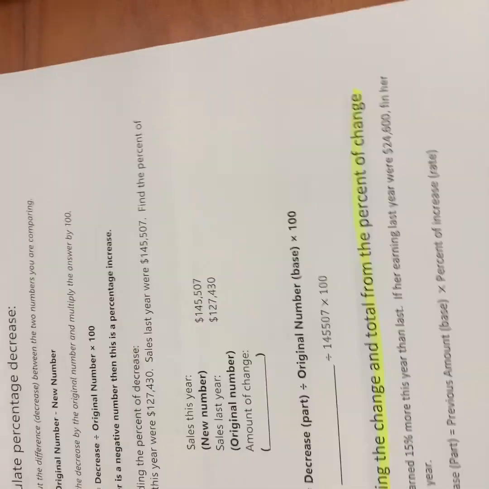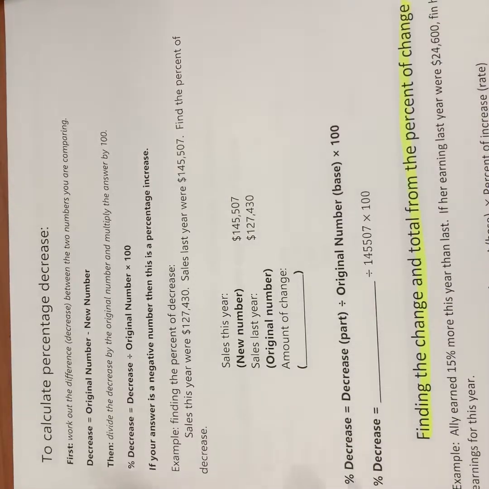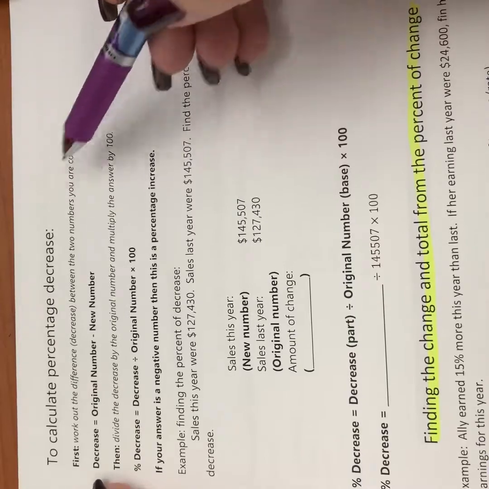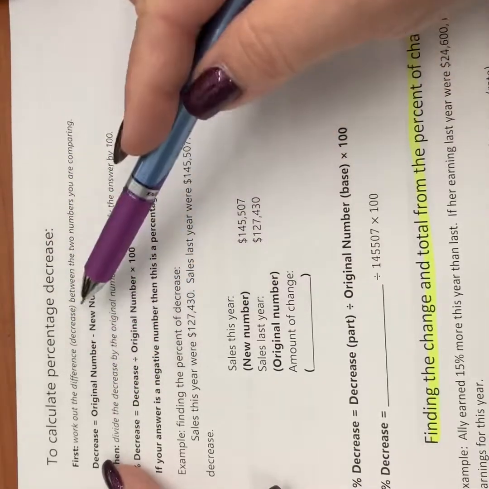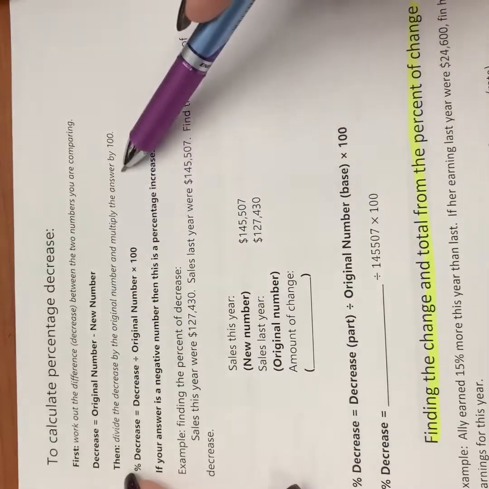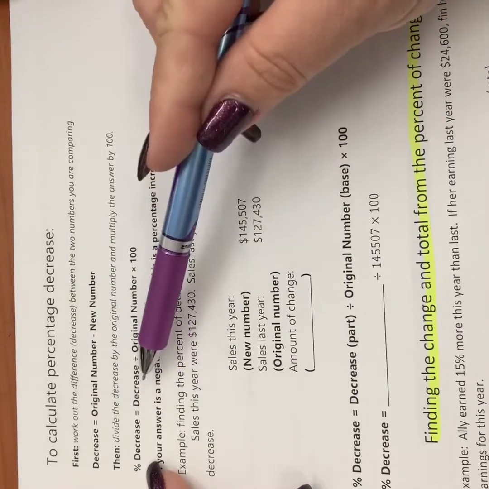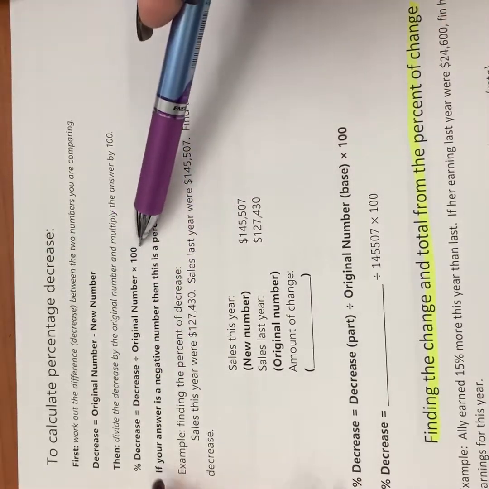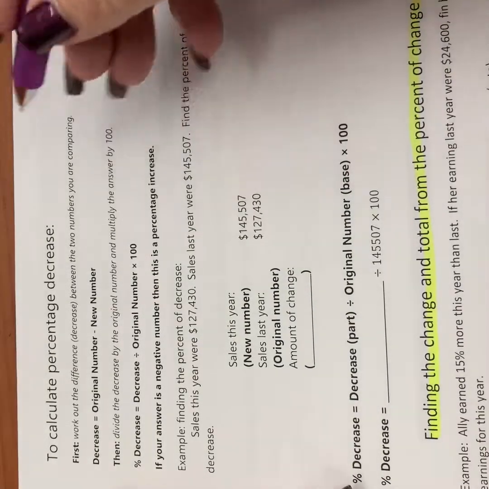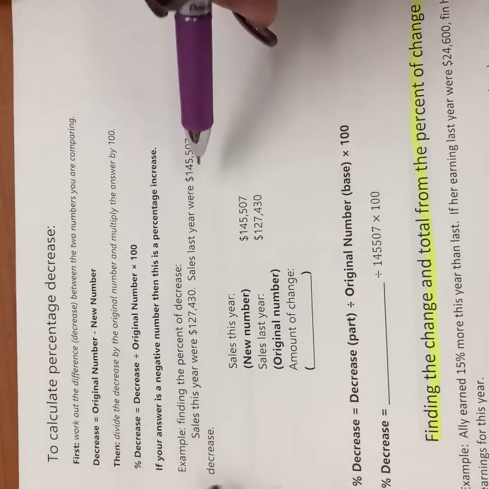To calculate the percentage of decrease, the process is the same. First, you work out the difference between the two numbers you're comparing, which means I'm going to subtract the new number from the original. Then I divide the decrease by the original number and multiply the answer by 100 so I can make it a percent. If your answer is negative, then this is a percentage increase because I've done it backwards.